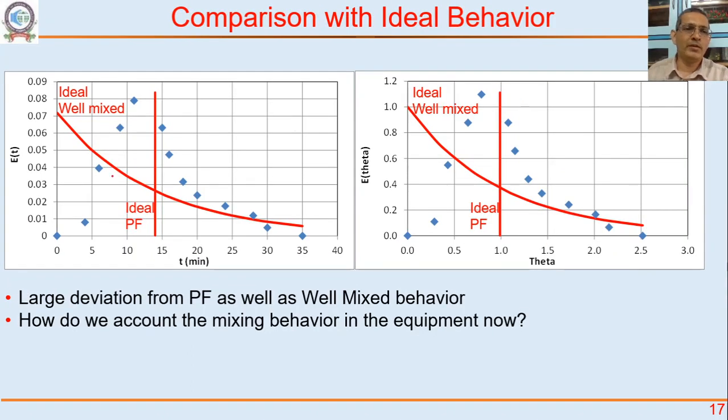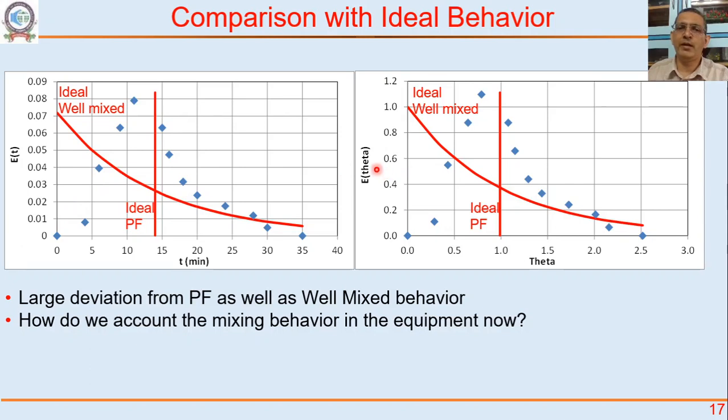So if you compare E(t) versus t with plug flow behavior, this is how E(t) versus t would have looked for an ideal plug flow. This is how E(t) versus t would have looked for an ideal well mixed behavior. This is the actual response of the reactor. Now tell me, does the reactor behave like well mixed? No. Does it behave like plug flow? No.